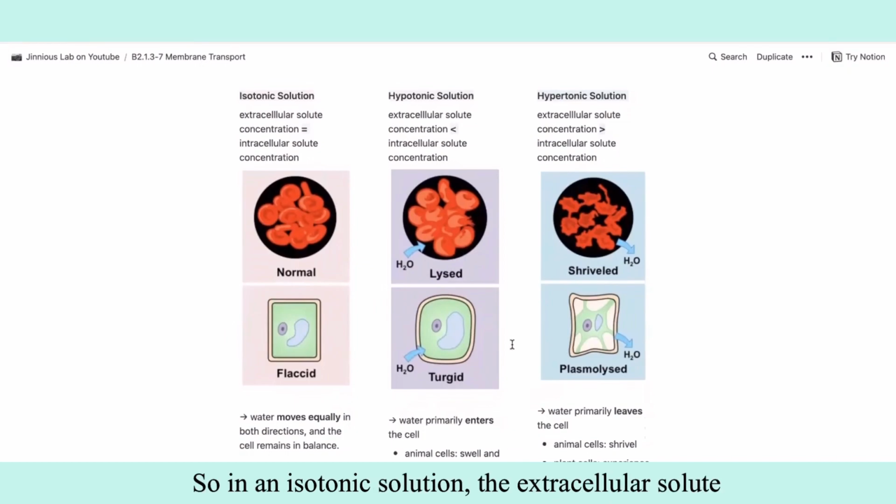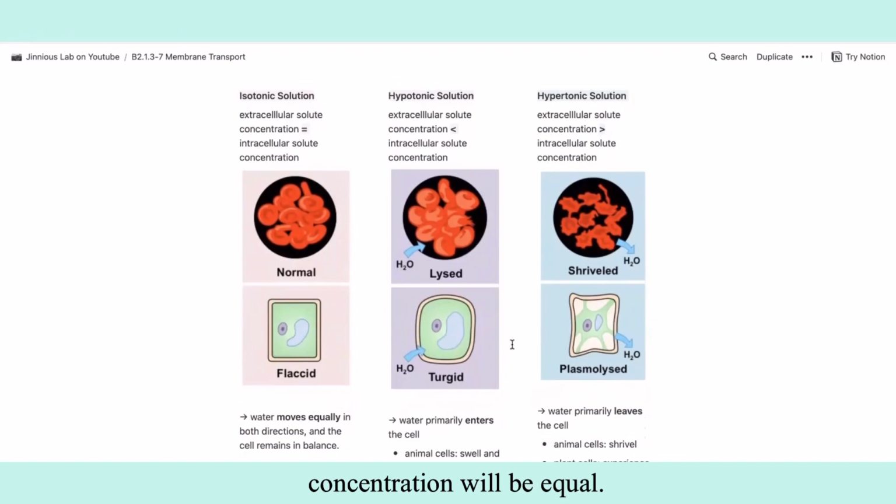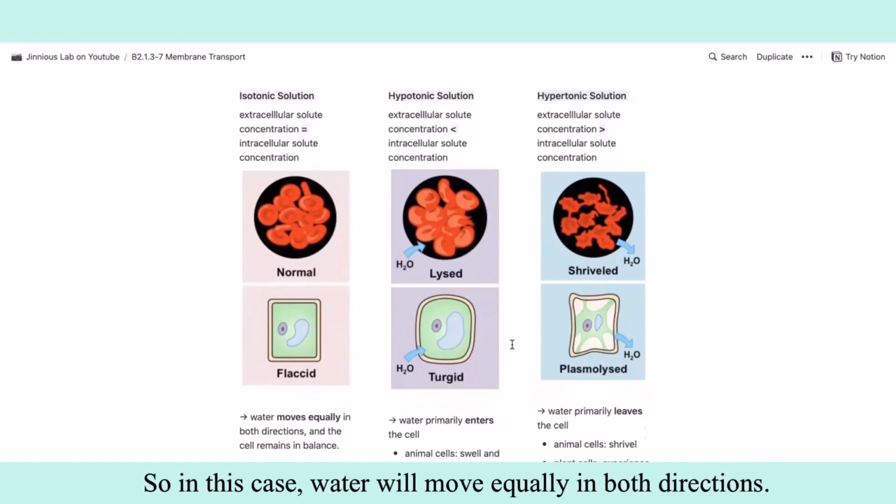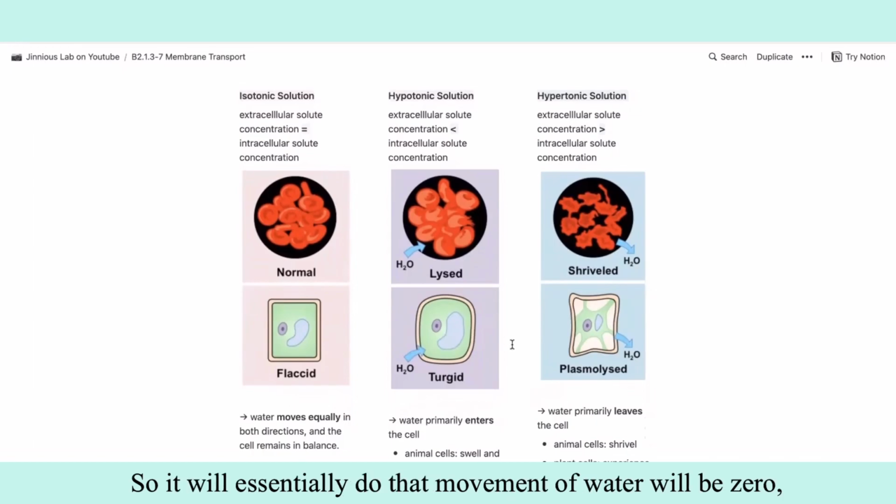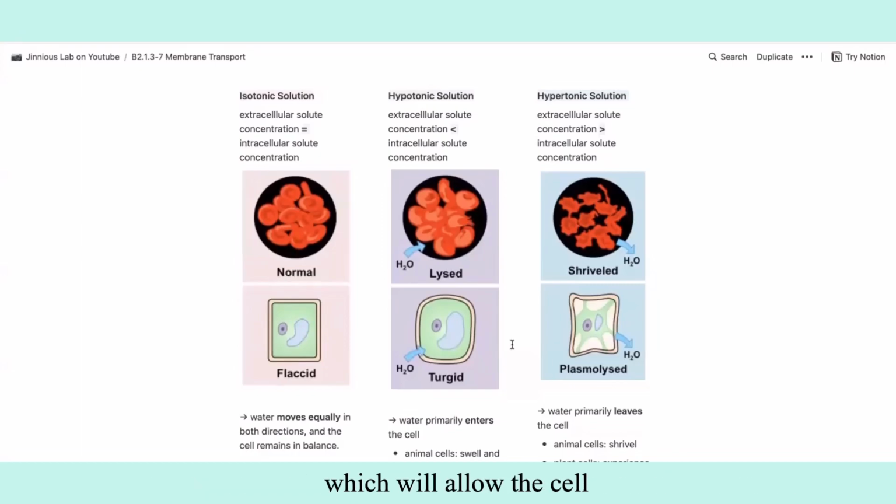In an isotonic solution, the extracellular solute concentration and intracellular solute concentration will be equal. So in this case, water will move equally in both directions. Essentially the net movement of water will be zero, which will allow the cell to remain in balance.